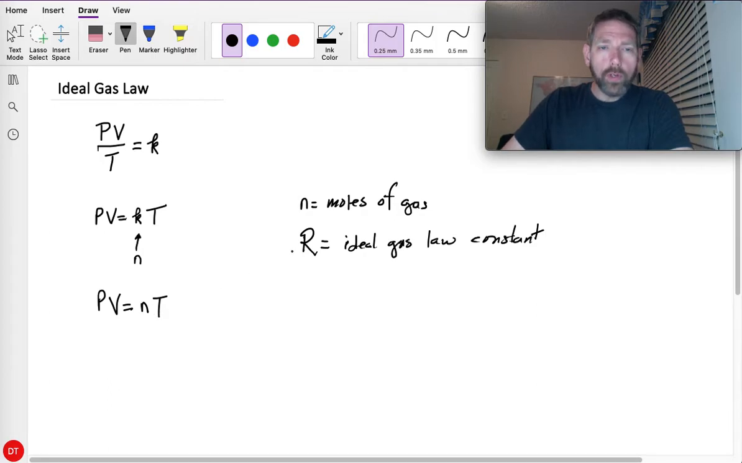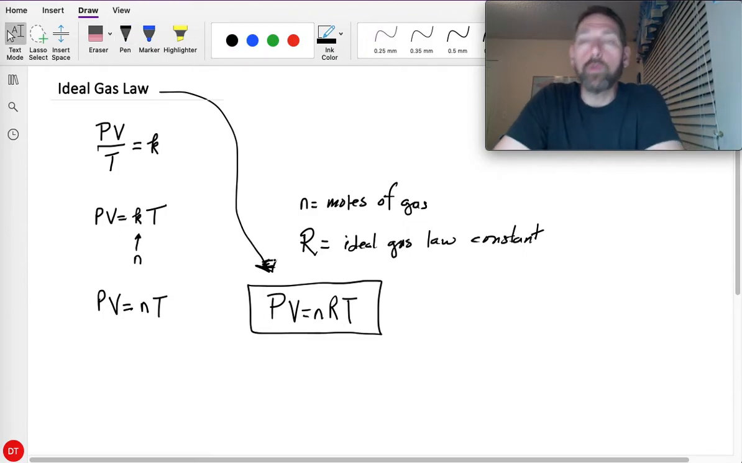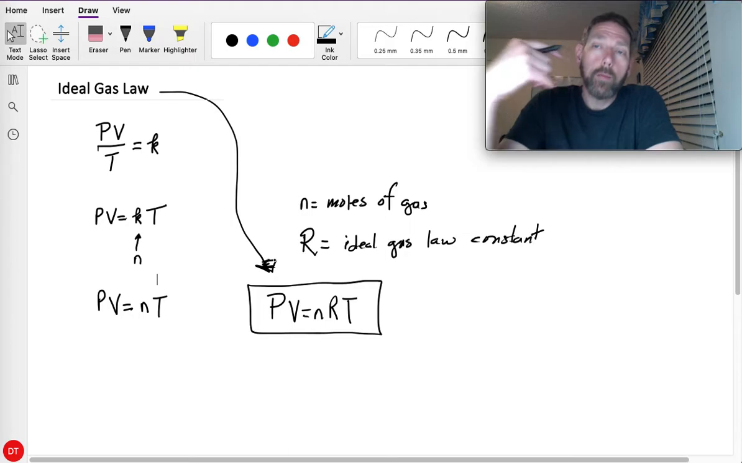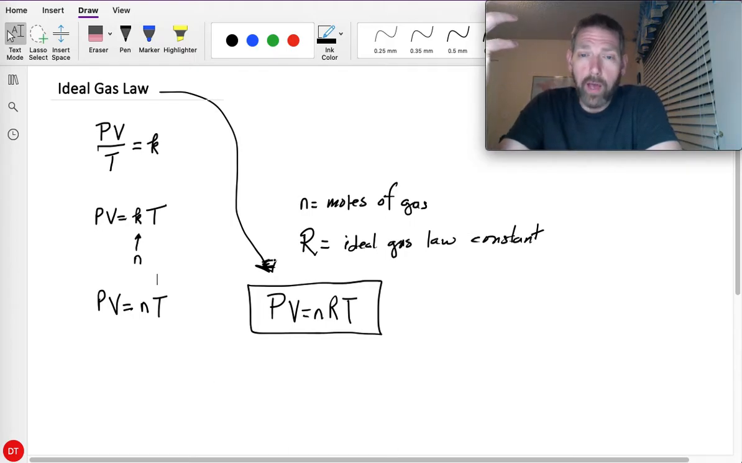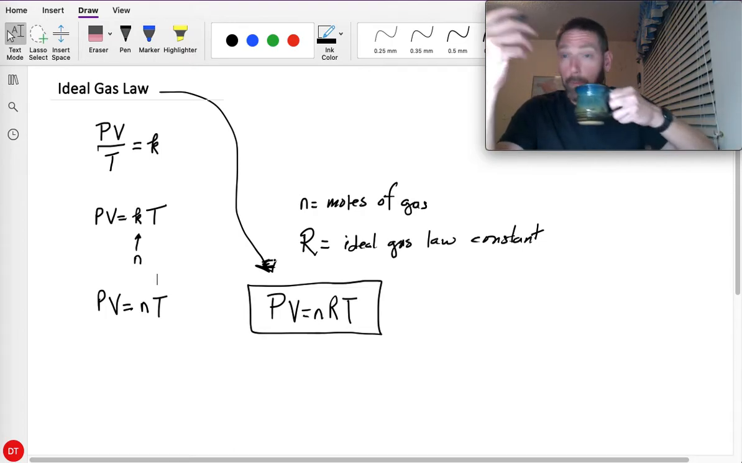The way that this equation is basically known is PV equals nRT. This right here is what we call the ideal gas law. PV equals nRT. So pressure times volume equals the moles of gas you have times whatever our constant is times temperature, right?